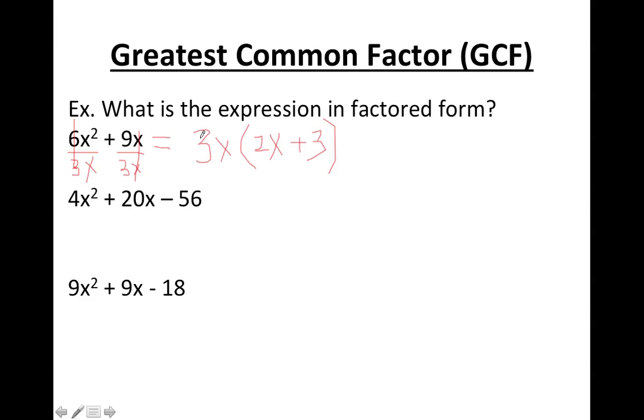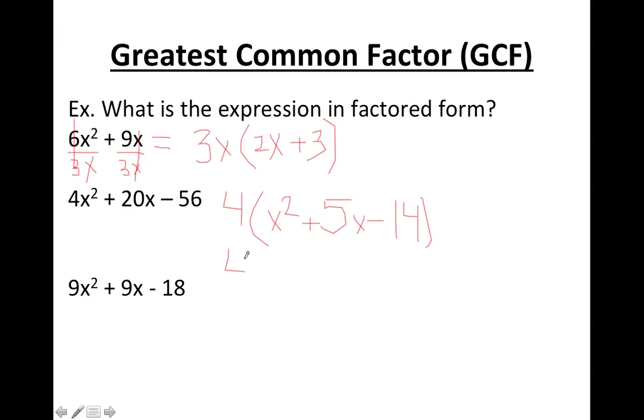For this next one, figure out your greatest common factor, which is 4. When you take out a 4 from all of these terms, we're left with x squared plus 5x minus 14. But look to see that we can still factor this out.